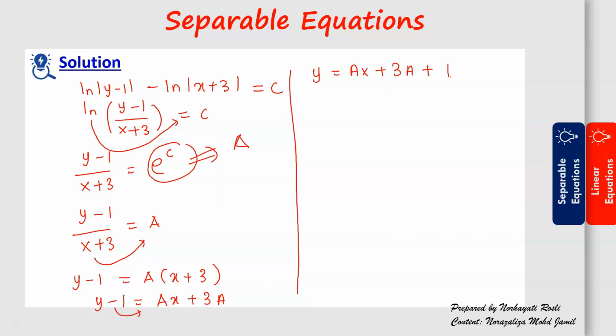And then class, you have previously the initial condition, which is given by y(-1) equal to 0. Remember, this one is the value of x. When x is negative 1, you have y equal to 0. So we need to substitute x and y in this equation so that when we compute, we can get the value of a. In this case, I substitute x with negative 1 and y with 0. I have 0 equal to a times negative 1 plus 3a plus 1.